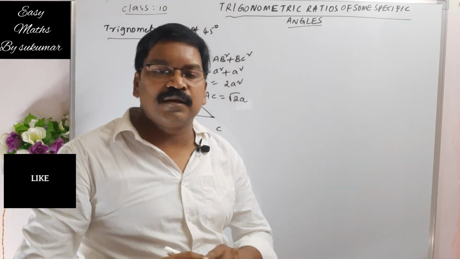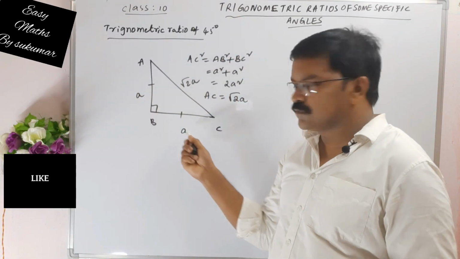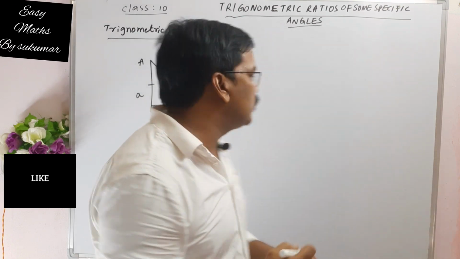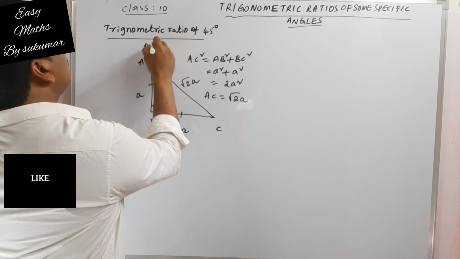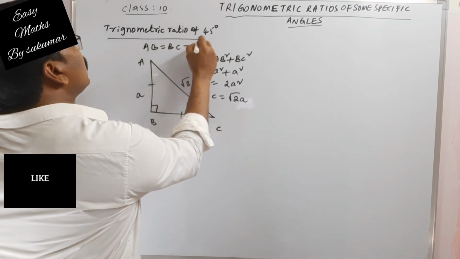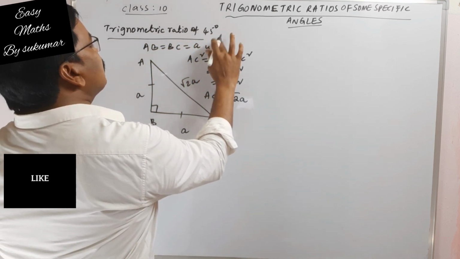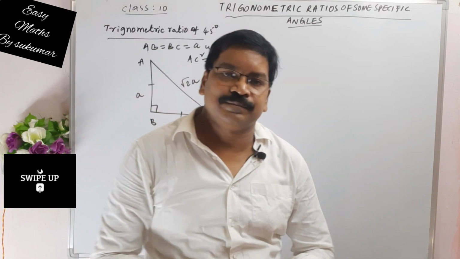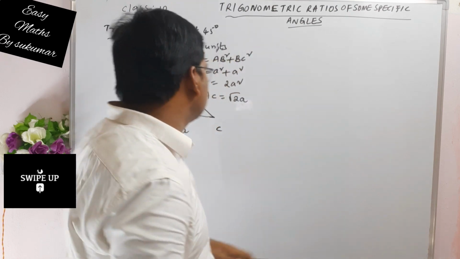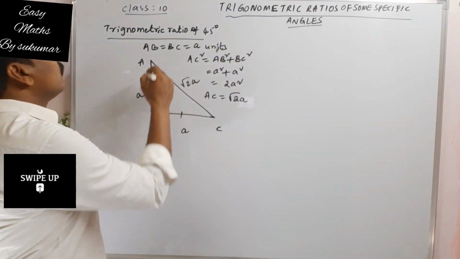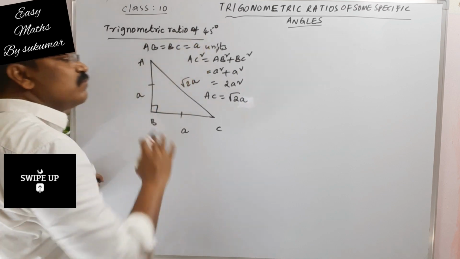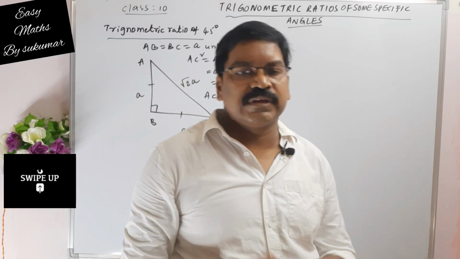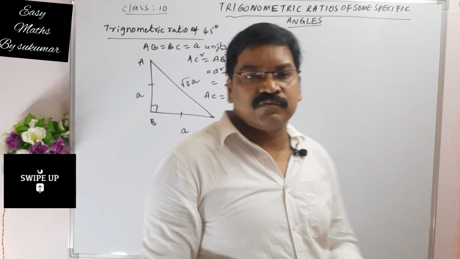So in this right angle triangle, my dear students, AC is the hypotenuse. If AB and BC are equal to small a units, then the hypotenuse will be root 2 times a, root 2a. Now let us find what is sine 45, what is cos 45, what is tan 45 and the reciprocals also, cosecant 45, secant 45 and cot 45.